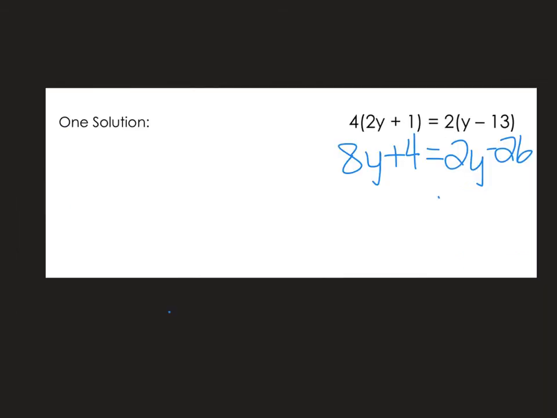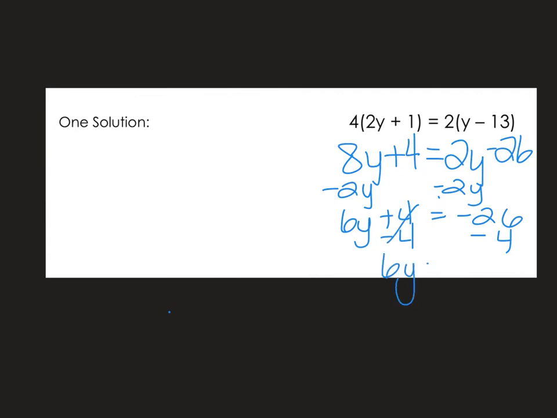All right, I went ahead and got started on this one without realizing it. I went ahead and distributed the 4 and the 2 into each of those parentheses respectively. Now I'm going to start solving. I'm subtracting 2y on both sides to combine those terms. So this would be 6y plus 4 equals negative 26. I'm going to subtract 4 on both sides. So now I have 6y equals 30. Dividing by 6 on both sides, y has a value of 5.